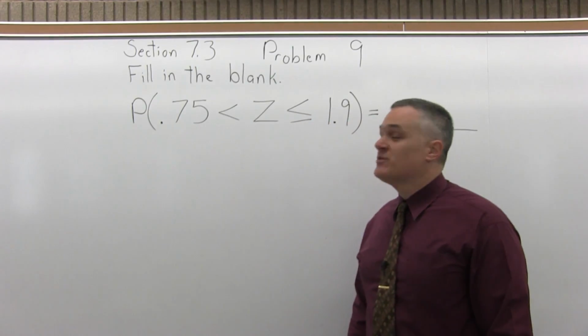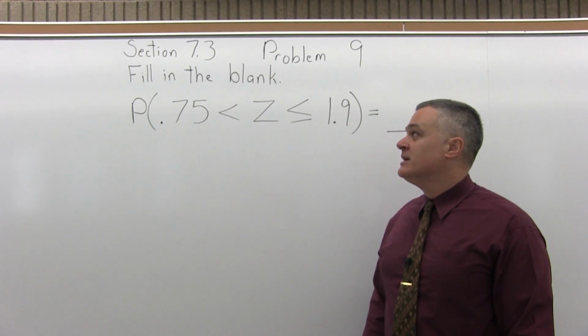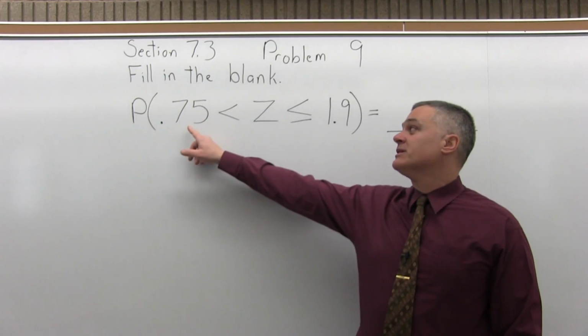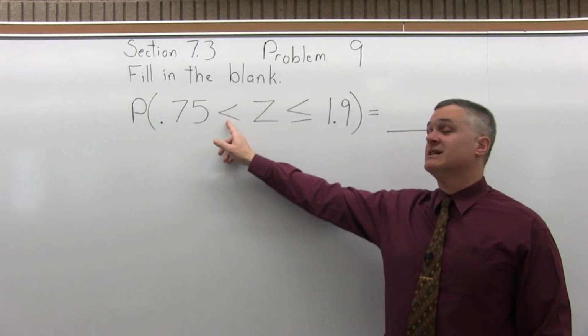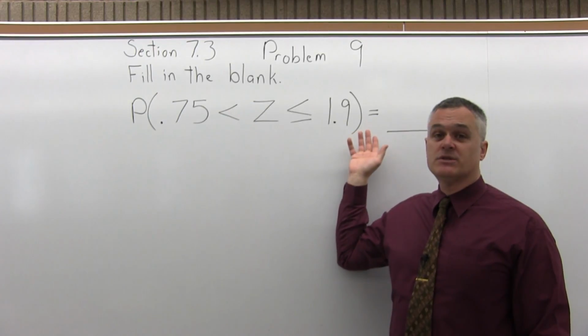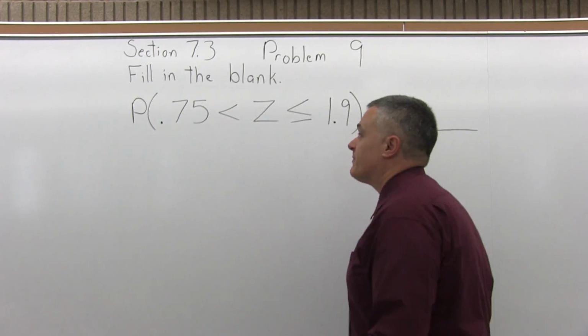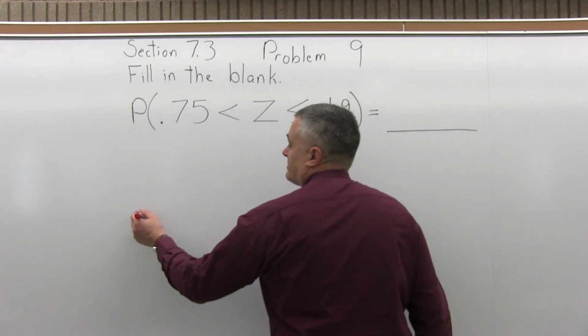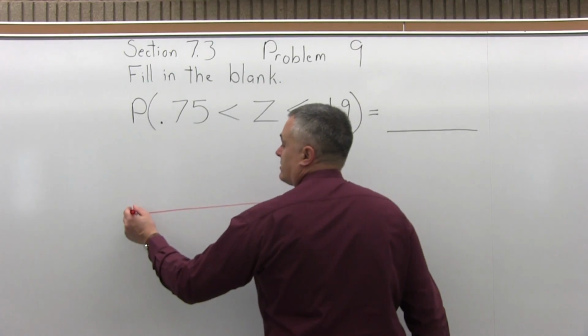This is Section 7.3, Problem number 9. It says fill in the blank. The probability that 0.75 is less than z is less than or equal to 1.9 equals blank. So I feel that it helps if we draw a picture.